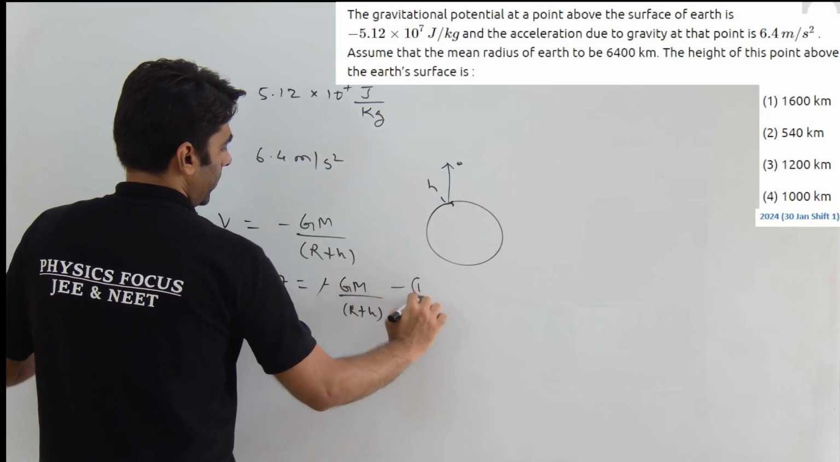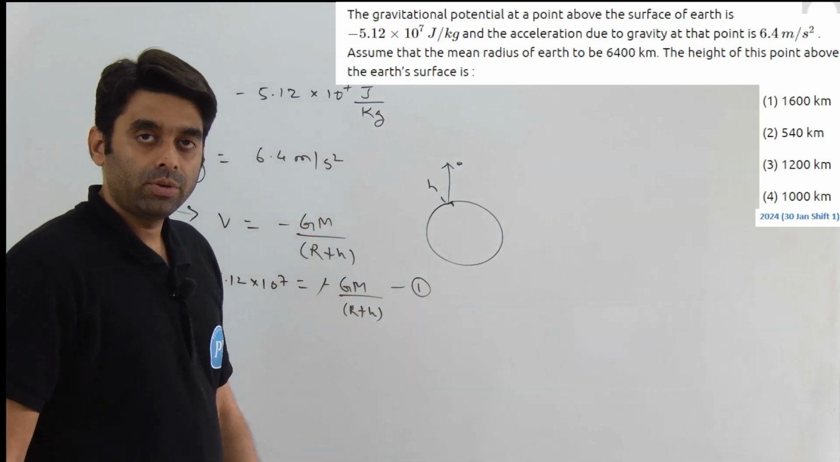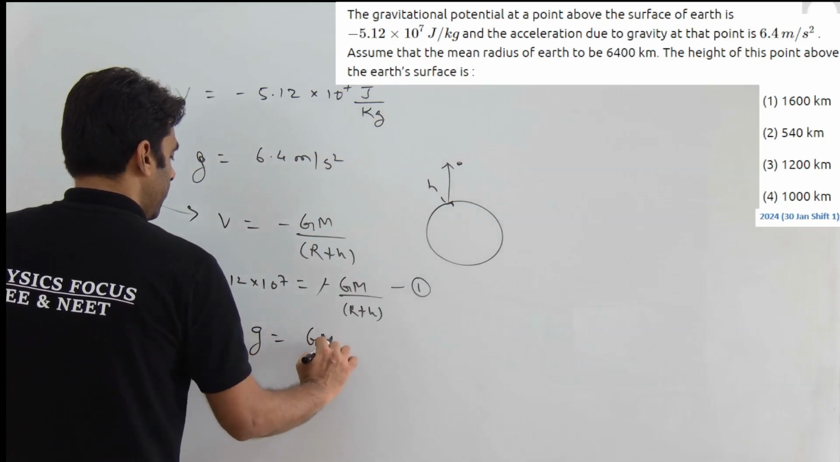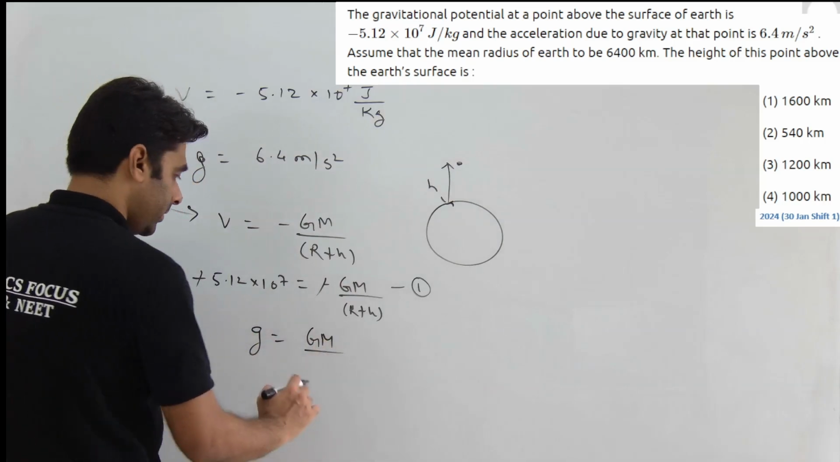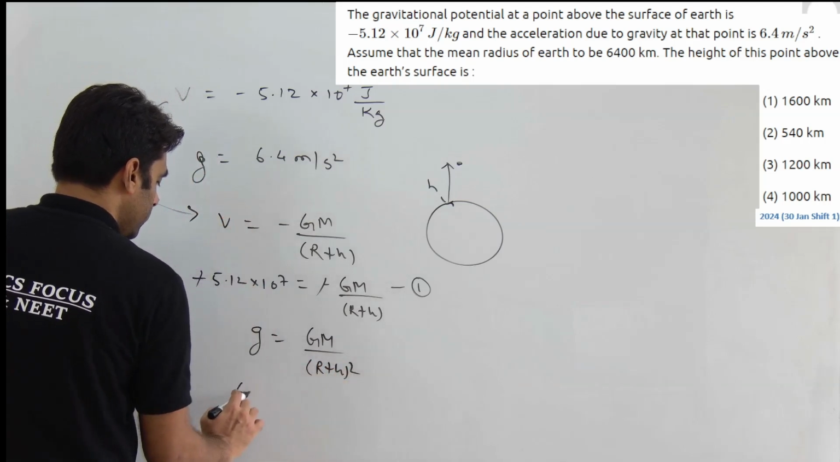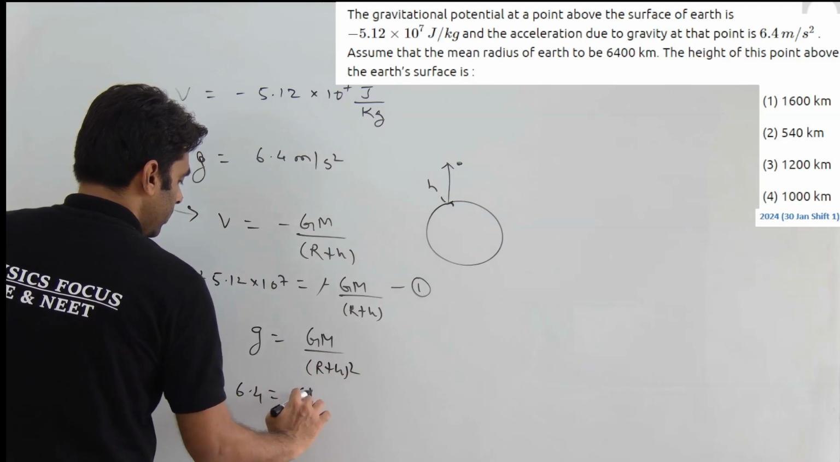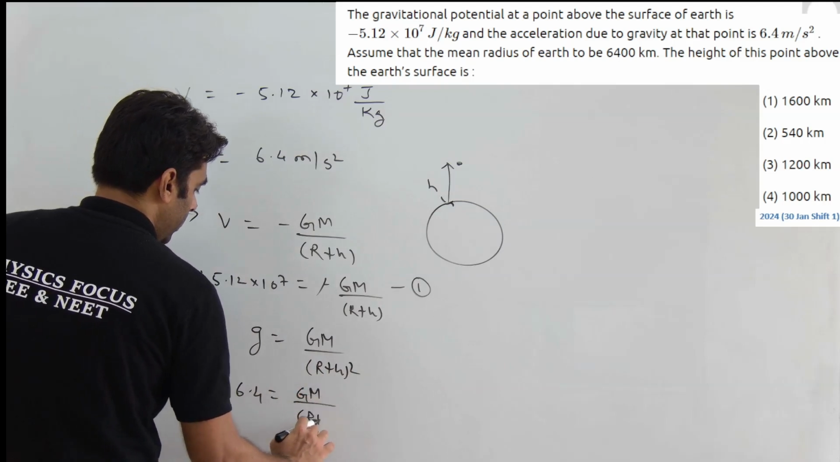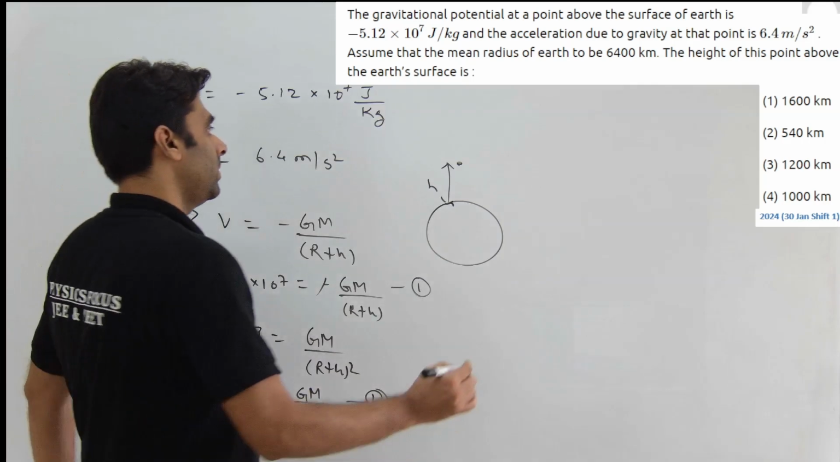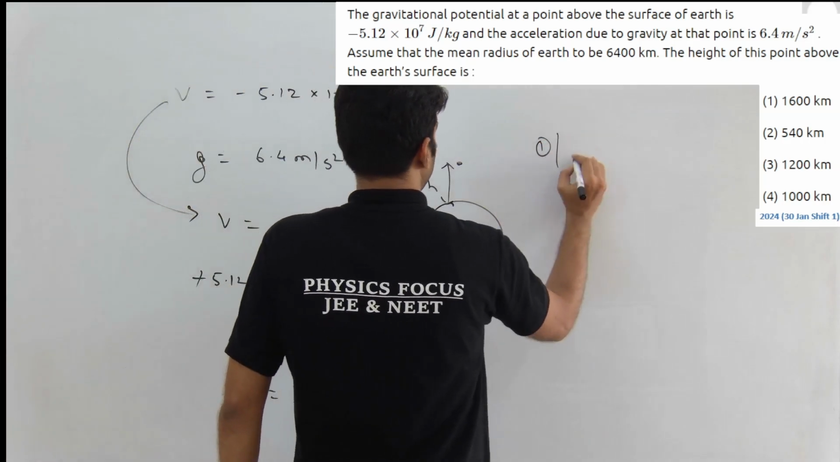Equation 1. Now g, acceleration due to gravity at height h, will be GM by the distance from the center, that is (R plus h) whole square. If we substitute, 6.4 is equal to GM by (R plus h) whole square. Equation number 2. To simplify them, let's do 1 by 2.